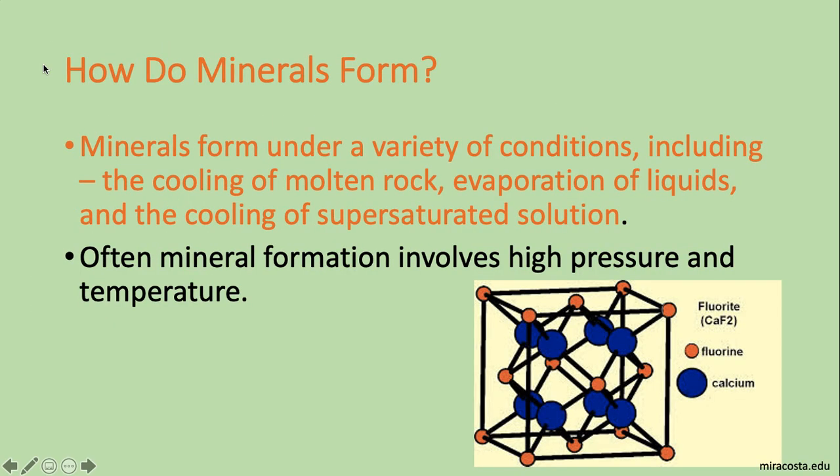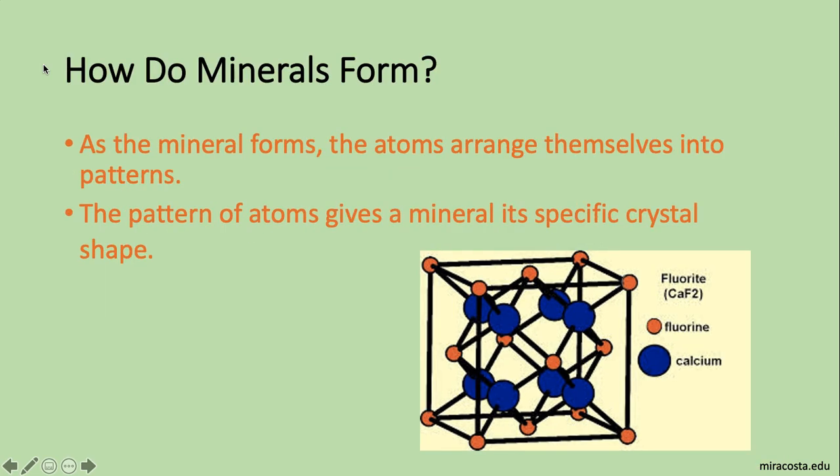How do minerals form? Minerals form under a variety of conditions, including the cooling of molten rock, the evaporation of liquids, and the cooling of supersaturated solutions. Often mineral formation involves high pressure and temperature. As that mineral forms, the atoms arrange themselves into recognizable patterns. The pattern of atoms gives the mineral its specific crystal shape.